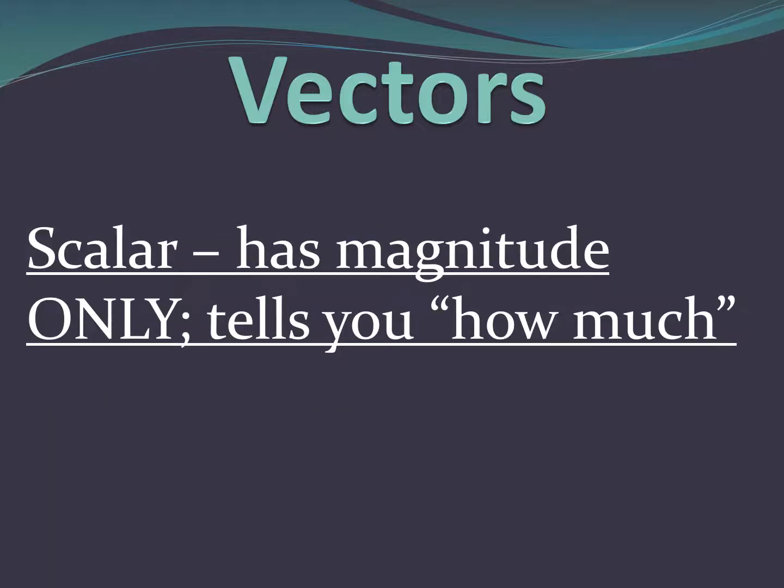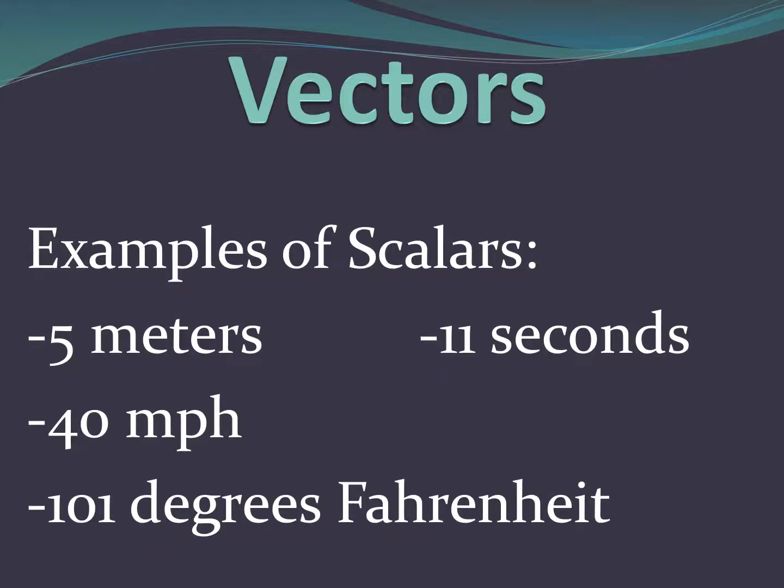Scalar has magnitude only. It tells you how much. So when we say it's a scalar value, it's only telling me a number value. Some examples of scalars. So like 5 meters, 40 miles per hour. So these are things that have a number and perhaps a unit. That would be scalar.